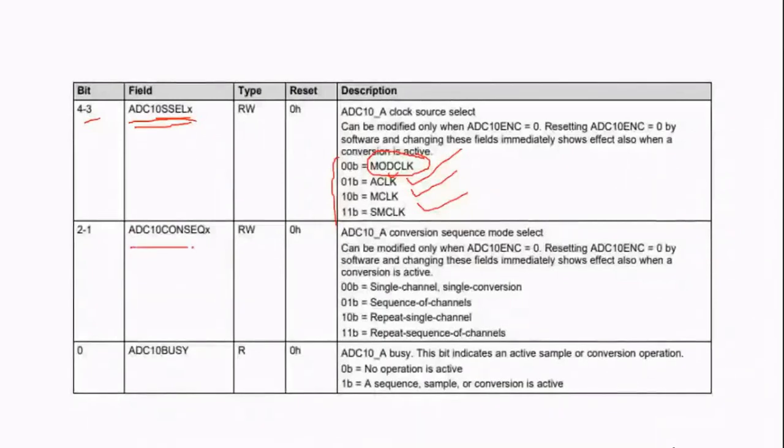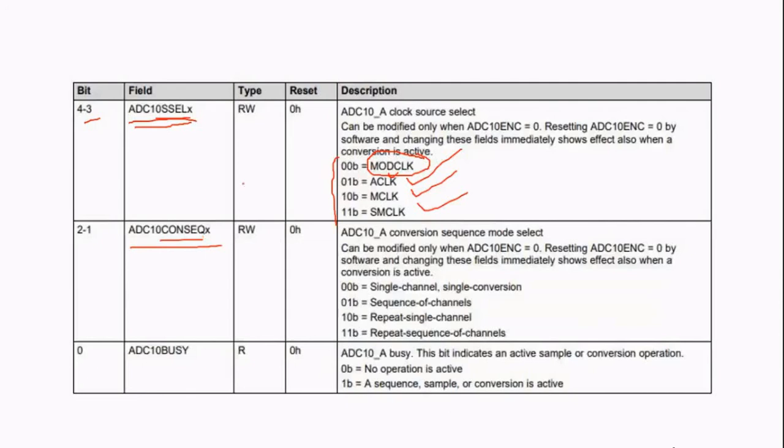Now come to the ADC 10 SEQX. This is of 2 bit. This is called conversion sequence mode select. What is the meaning? It will work as a single channel single conversion, sequence of channels, repeat single channel, or repeat sequence of channels. These different options are available, so you can choose any one.